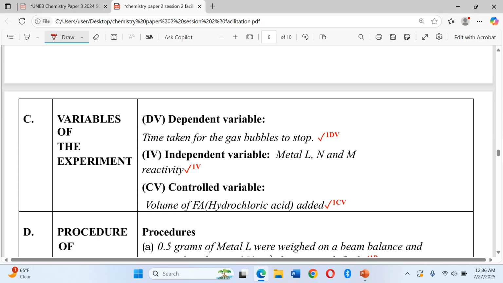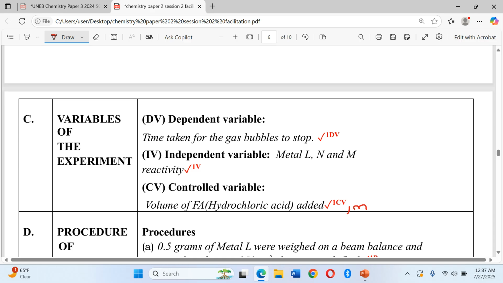But now we are talking about what is independent: metal L, N, and M reactivity. But their masses also have to be constant. I think we need to add the mass. We can add the mass. I'm not going to write that, but you can write it down. So the volume of hydrochloric acid and the mass of these ones are going to be constant. Then what we are going to be changing are the metals themselves.